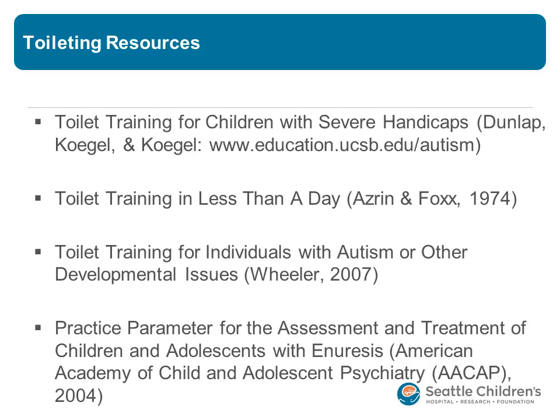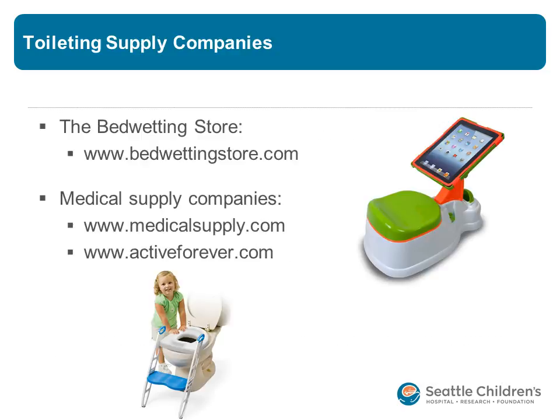Another great book that has a lot of additional strategies in it is Toilet Training for Individuals with Autism or Other Developmental Issues. This has some information about habit training, but also a lot of other broader procedures and considerations. And then finally, especially for clinicians, the ACAP practice parameter for enuresis is really a helpful resource as well.